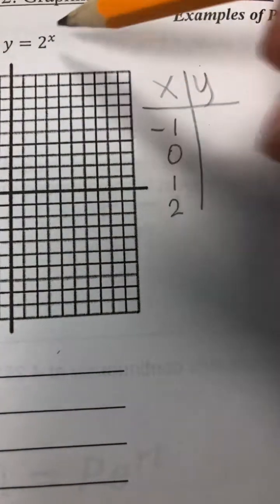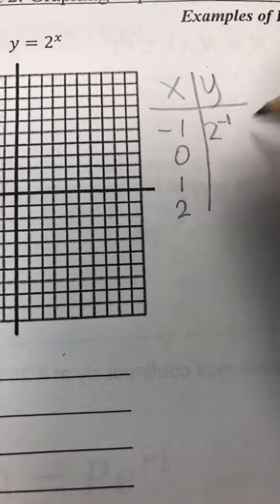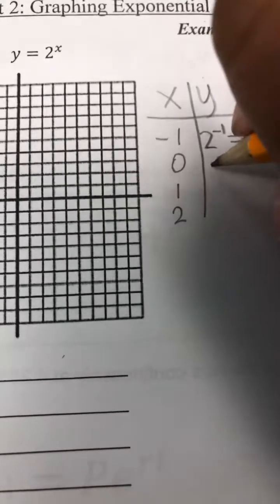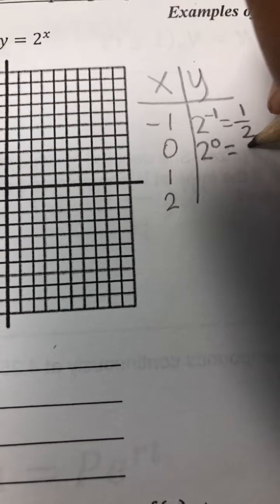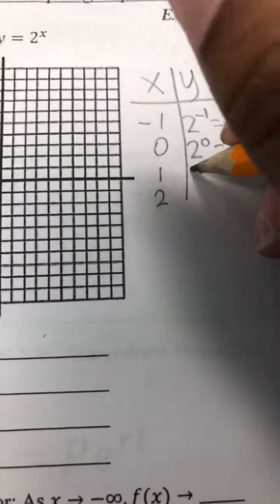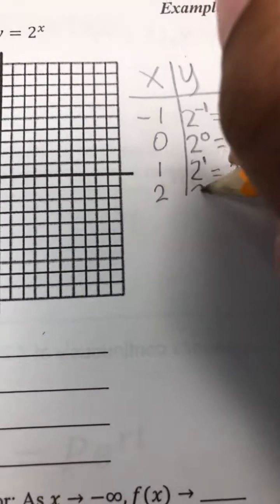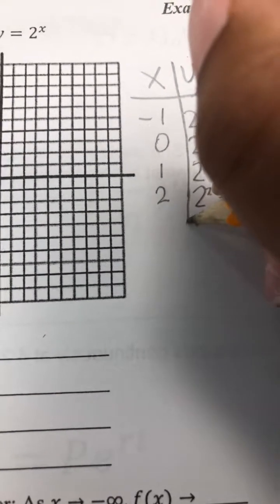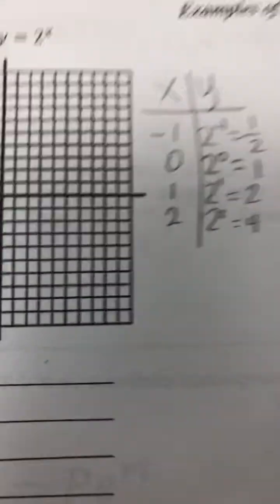And then you take these values and plug them in for x. So 2 to the negative 1, that's 1/2. And you can't use a calculator for this, that's why I'm plugging things in. 2 to the 0, 1. 2 to the 1, 2. And 2 squared, 4. So as you can see, when we have exponential growth, the numbers keep getting bigger.